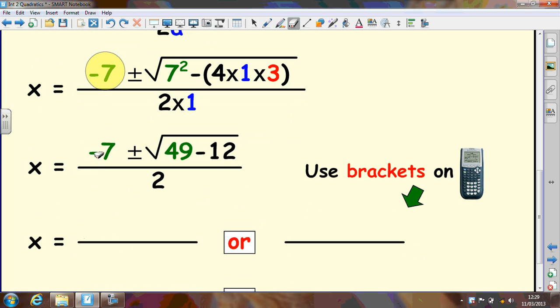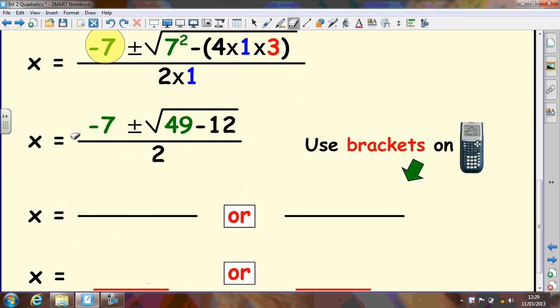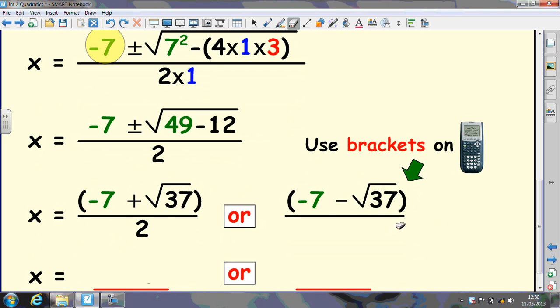We split this up into 2 parts. We do negative 7 plus the square root of this answer, or negative 7 take away the square root of this answer. So that's what we have there, negative 7 plus the square root of 37 all over 2, or negative 7 take away the square root of 37 all over 2. Now you can do this part 2 ways. Either put the top line in brackets and then put the whole thing into your calculator, or else do the top line first, hit equals, then divide by the bottom number.